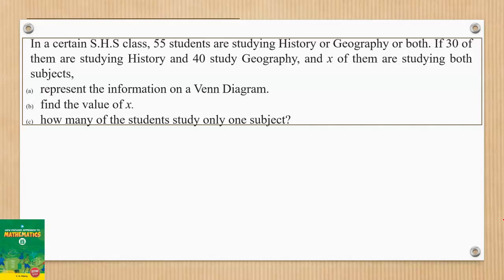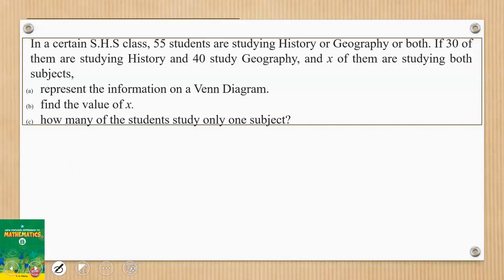Okay, in a certain school, in a certain SHS class, 55 students are studying history or geography or both. That means the whole class. If 30 of them are studying history and 40 are studying geography, X of them are studying both subjects. Represent this information on a Venn diagram. Find the value of X and how many of the students study only one subject.